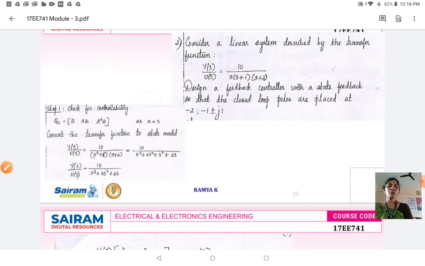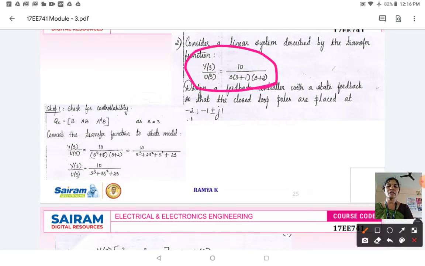Before getting into the problem, before you identify the state feedback gain, first identify whether the system is completely controllable or not. To find the system controllability, Kalman's test is very easy. Here also I prefer Kalman's test, but the matrices A and B are not given. So from this transfer function I need to identify what A and B are.